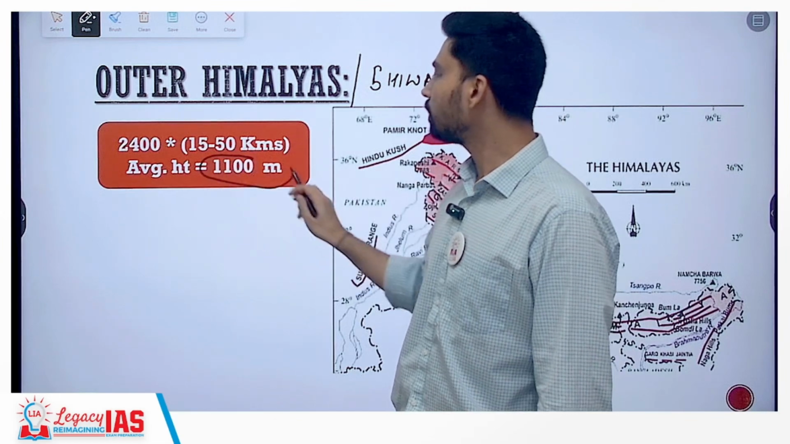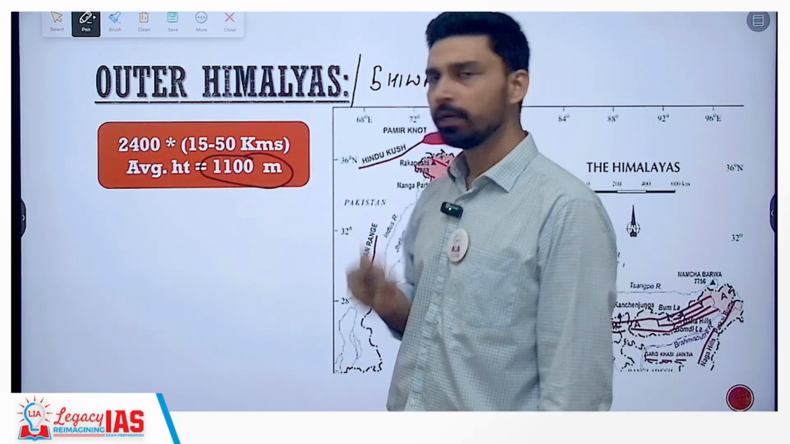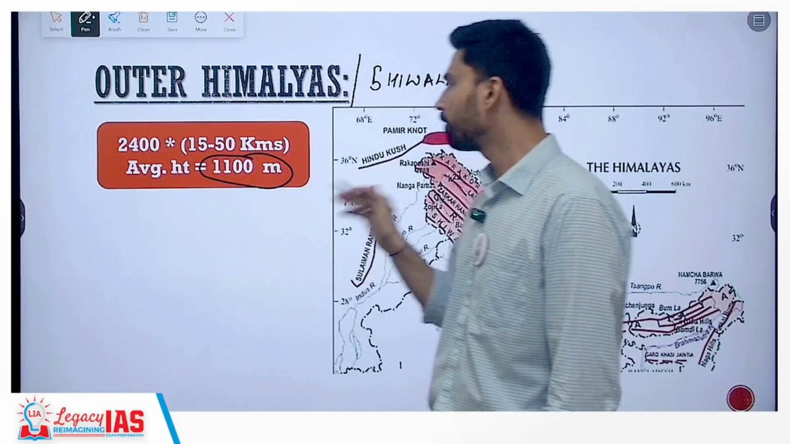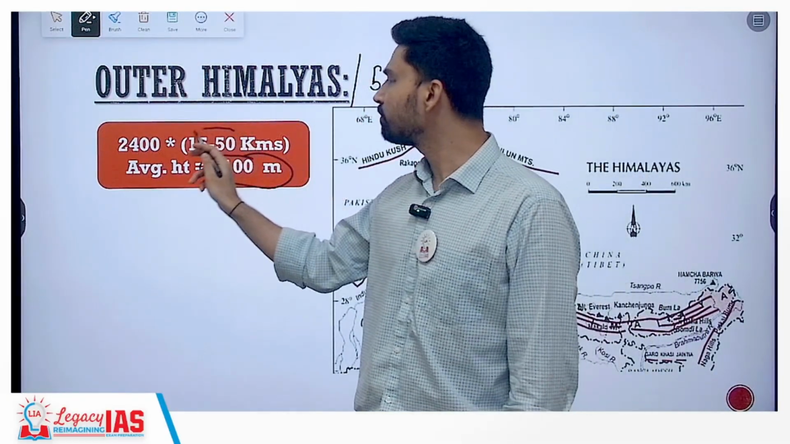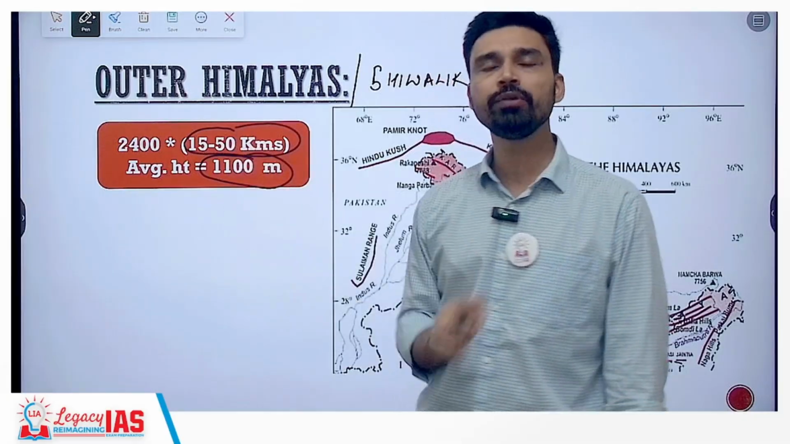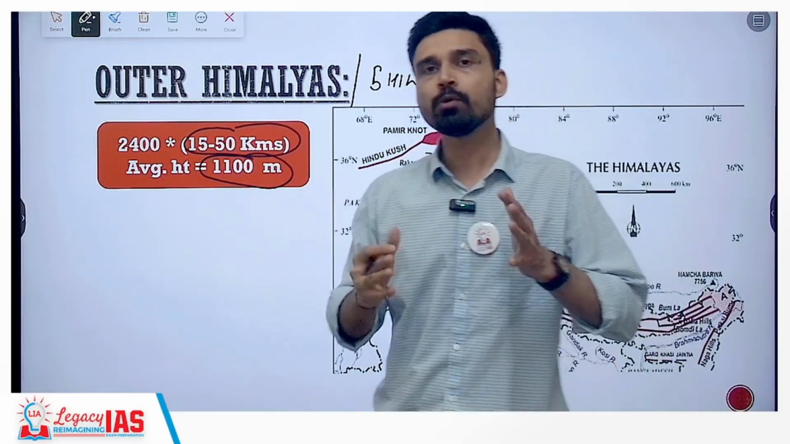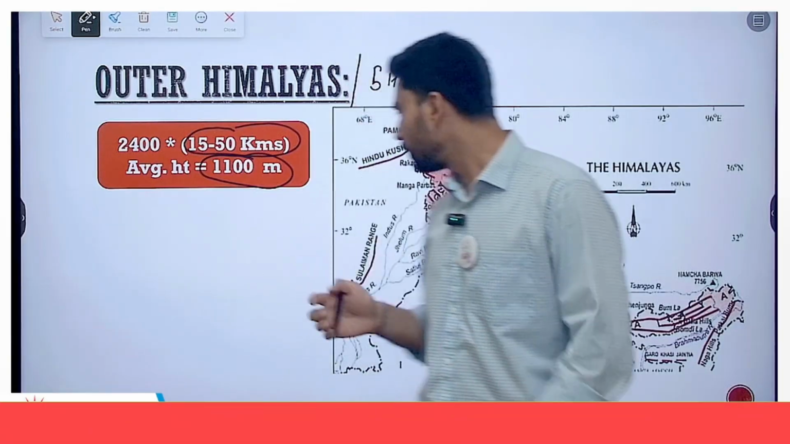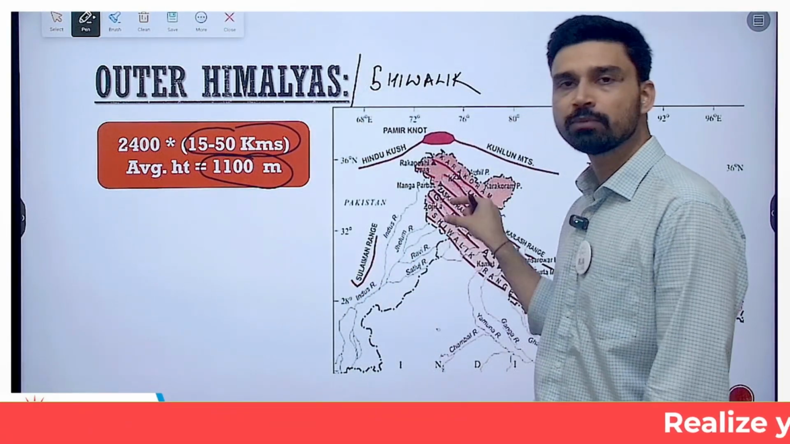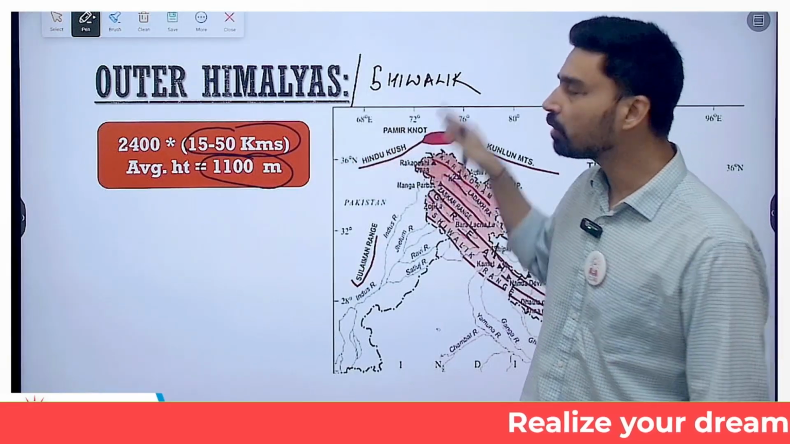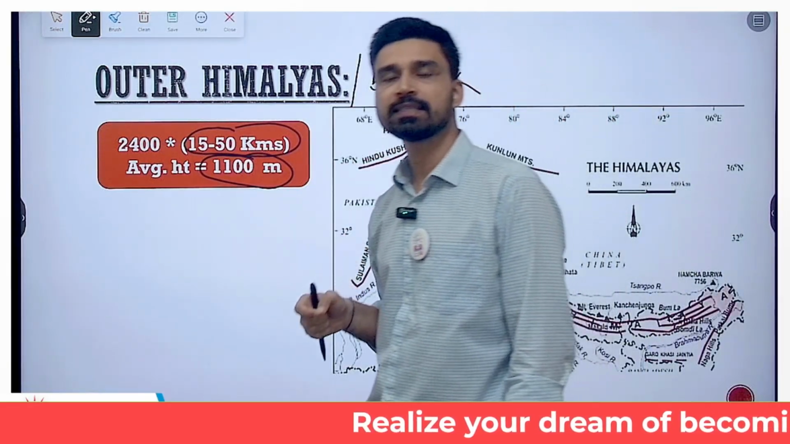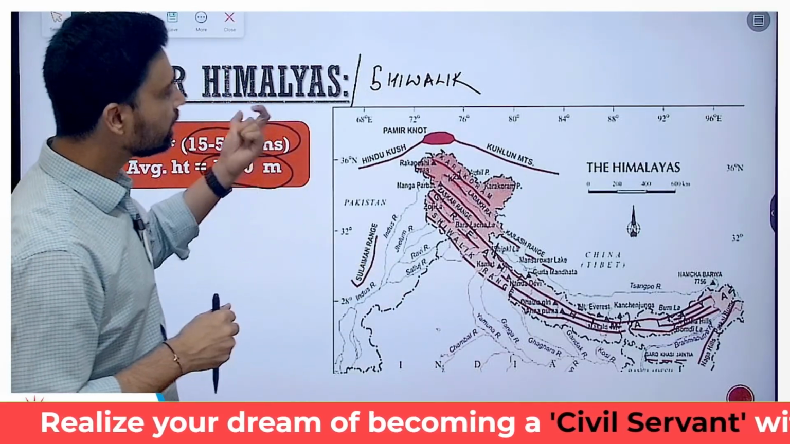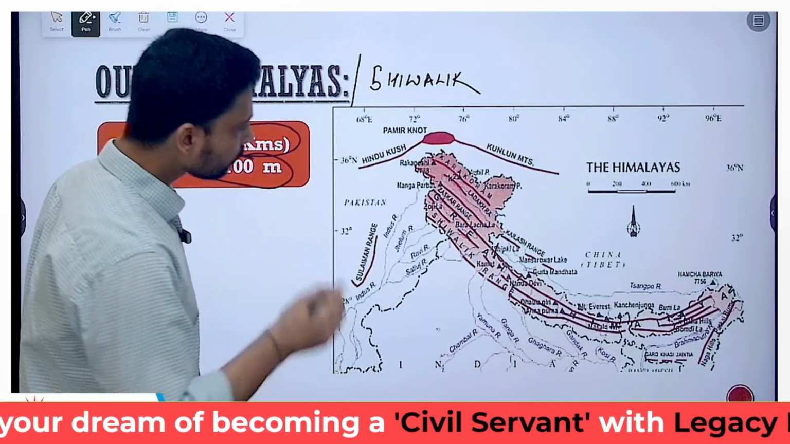It is just 1100 meters as such. Lengthwise, it extends up to roughly 2400 kilometers from west to east, and the width varies somewhere between 15 to 50 kilometers. Actually, if you talk about the western part of Shiwalik, it is relatively wide, where the width is about 50 kilometers. That means we are talking about the region in Jammu and Kashmir. And if you go to Arunachal Pradesh, up to where Shiwalik extends, the width becomes narrower, about 15 kilometers only here as such.